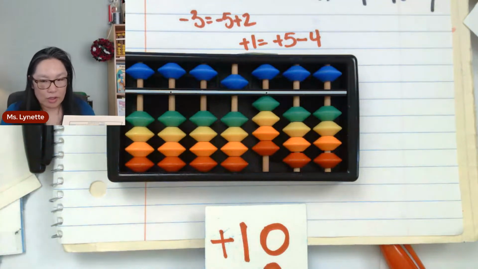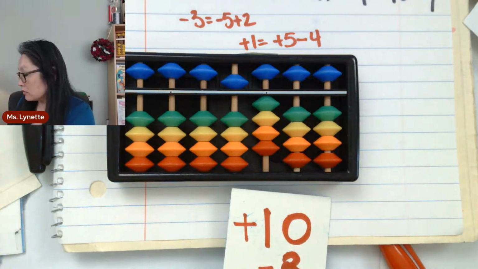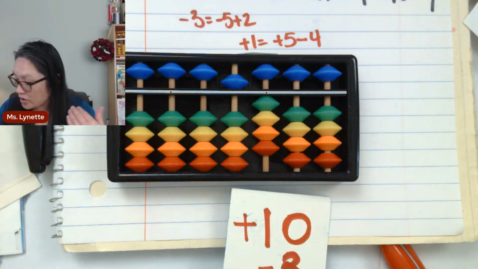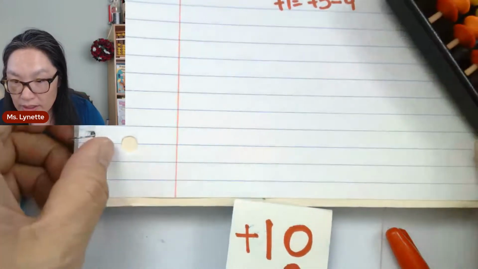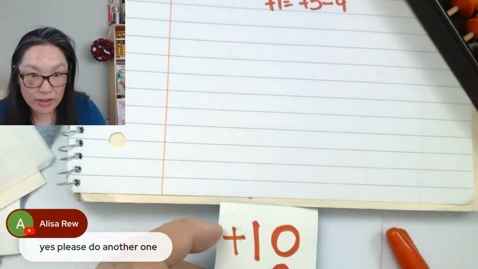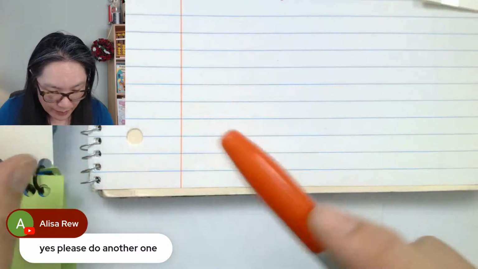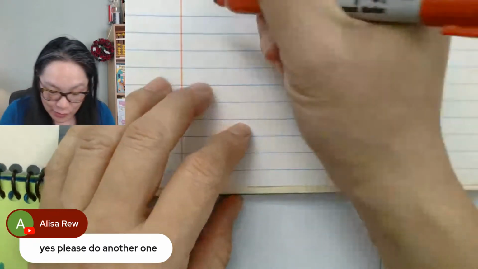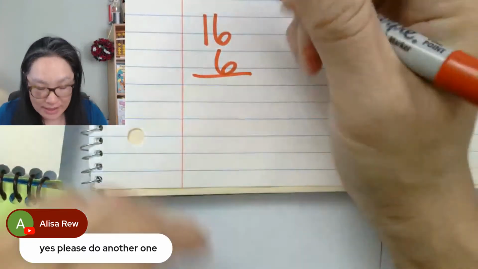How are we doing on the adding? We can do subtraction too. But we can do this one. You'll start to notice that there's a pattern of the numbers. Yes, please do another one. Okay, fantastic, not a problem. I'm happy to do this. I am so happy that you're here. So we'll do something smaller. We'll do 16.